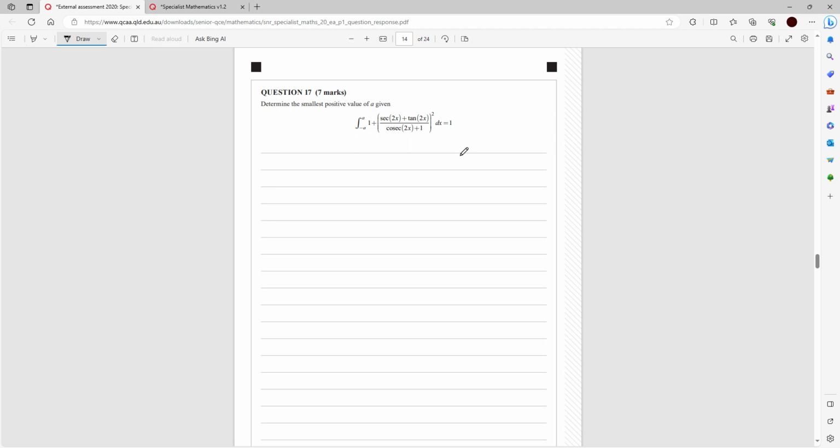So all we've got to do is determine the smallest value of a, given the integral from -a to a of all this monstrosity is equal to 1. So what we're going to do is not even bother integrating yet. We're just going to look at the trigonometry. So sec of, oh, that's terrible writing.